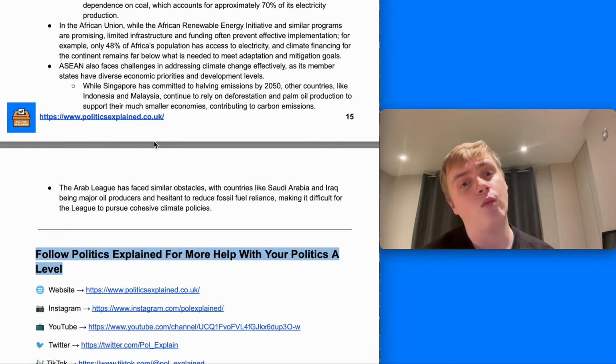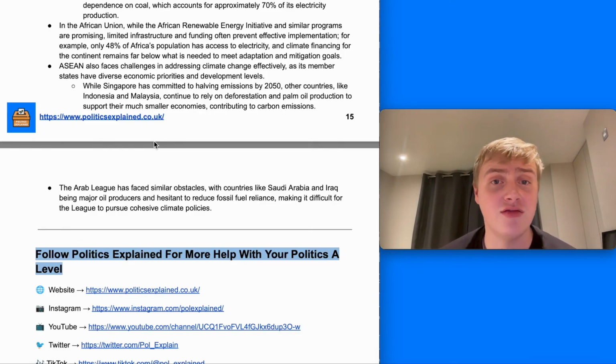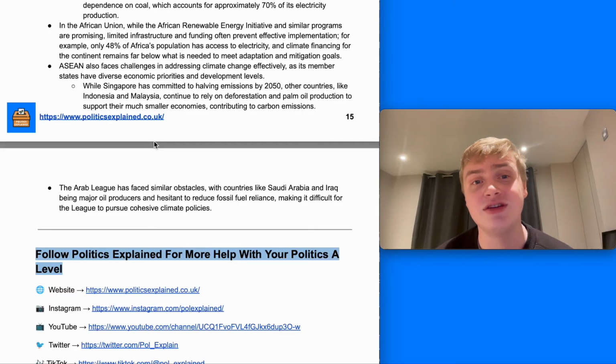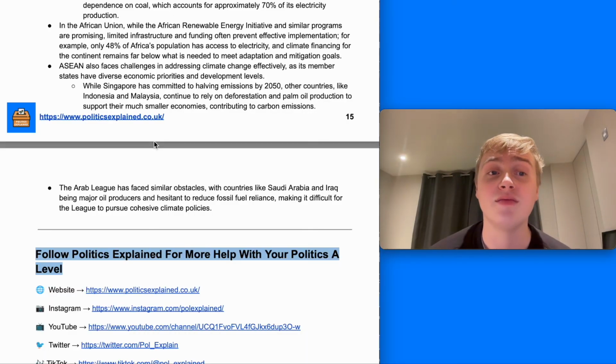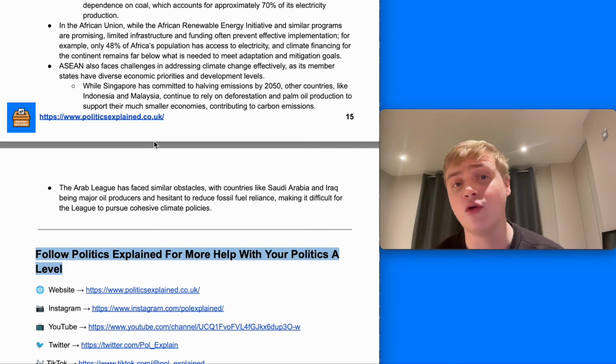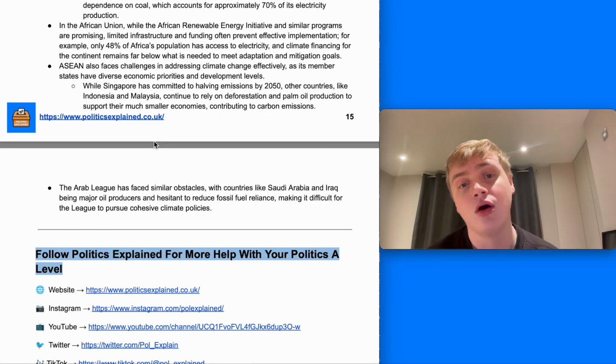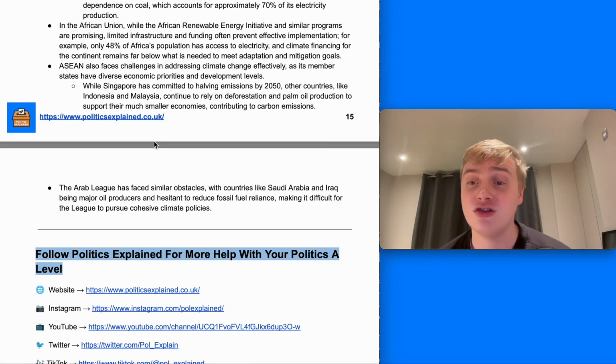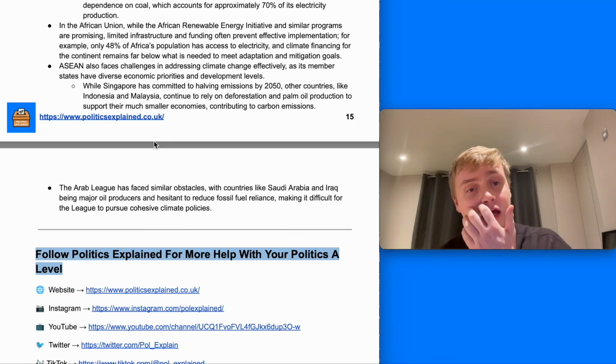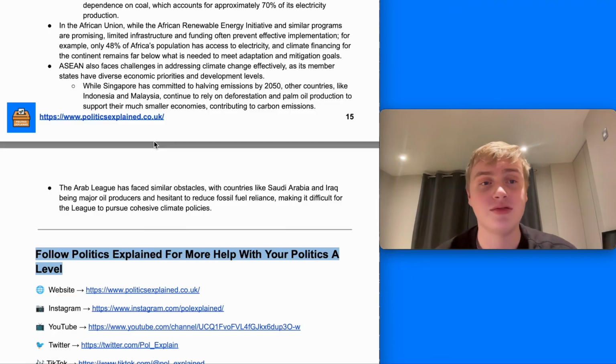Further, while the African Renewable Energy Initiative and similar programs are promising, limited infrastructure and funding often prevent effective implementation. Only 48% of Africa's population has access to electricity, and climate financing for the continent remains far below what's needed to meet adaptation and mitigation goals, which is actually something the African Union has been saying on the global stage to developed nations.